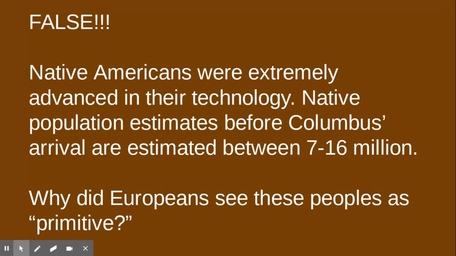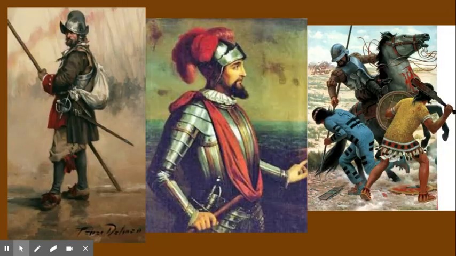So, why did Europeans see Native Americans as primitive? It comes down to Native Americans being different, right? When Europeans showed up, they looked a lot like this. They were pretty much clothed head to toe. A lot of times they had on some type of metal armor. They had metal swords. They had firearms, right? They had muskets. But Native Americans don't have those things.